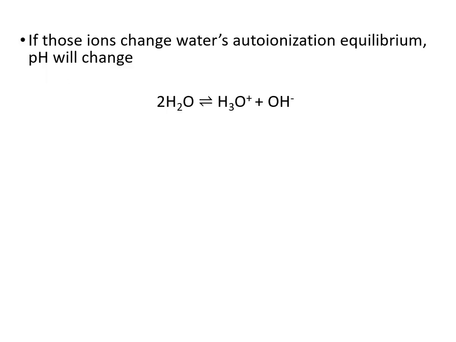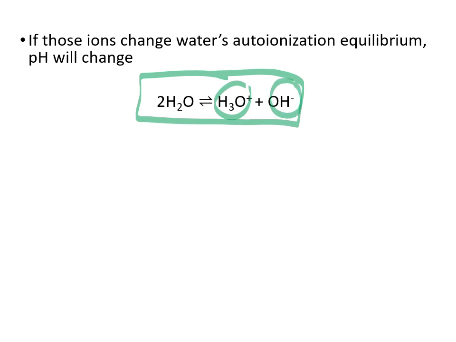So if those ions change the equilibrium that water is sitting in, we know that water auto-ionizes: one water molecule will take the other water molecule's hydrogen ions, forming a hydronium and a hydroxide ion, and we know the K value for this is our Kw, which is equal to 1 times 10 to the negative 14 at 25 degrees Celsius anyways, and so highly favored to be on the left, but there is still some auto-ionization of water, and it is at equilibrium.